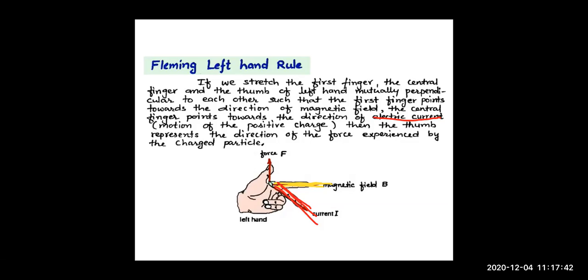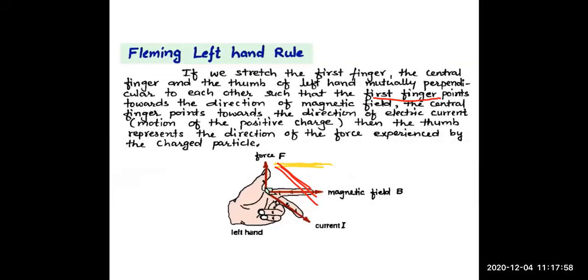So thumb आपको बताएगा that किस direction में wire के ऊपर force लगेगा. So this is your Fleming's left hand rule. So you have to stretch all the three fingers perpendicular to each other, 90 degree. Right, children? So this will give you the direction.